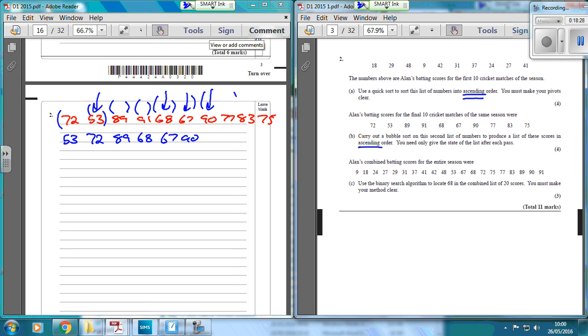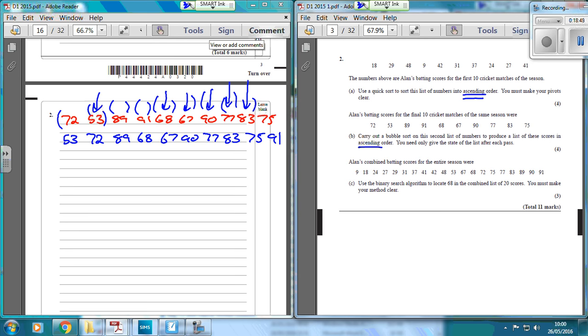Compare 91 and 77, which again will swap. So 77 is going to go here, and 91 is going to go here. Compare 91 and 83, so they swap. So 83 is there, and 91 now goes here. And then we compare 91 and 75.